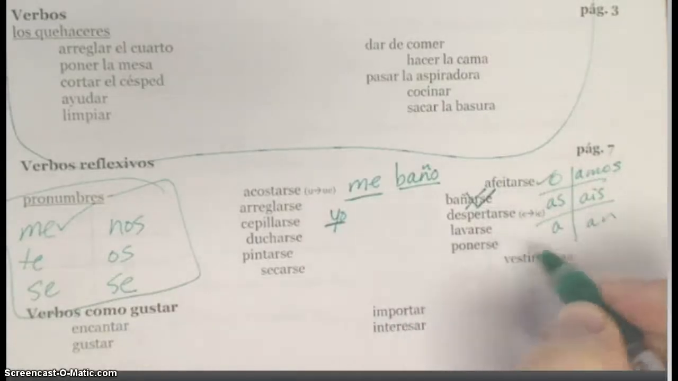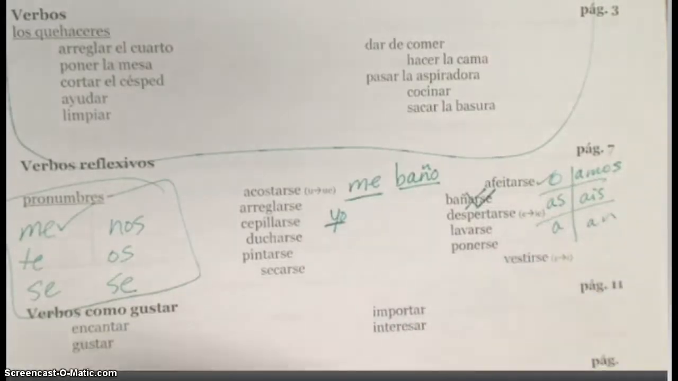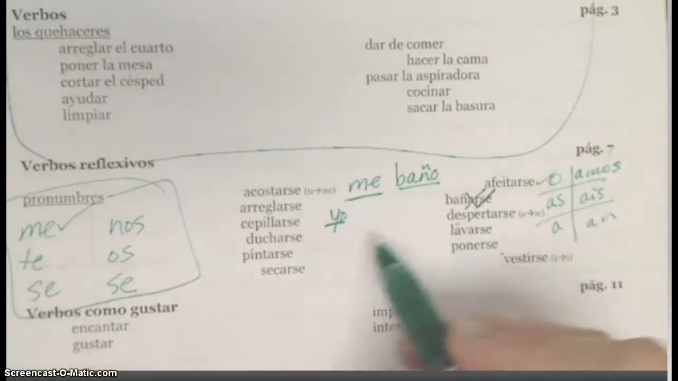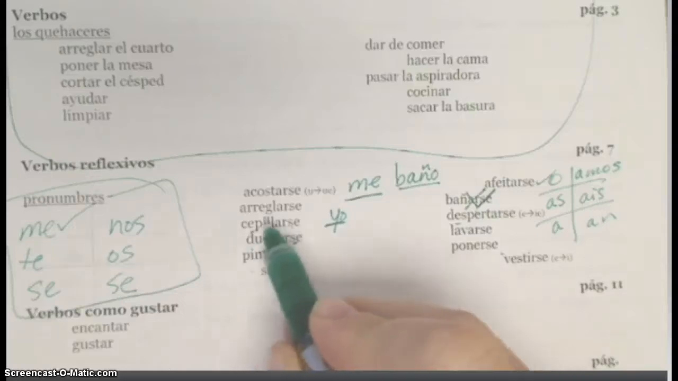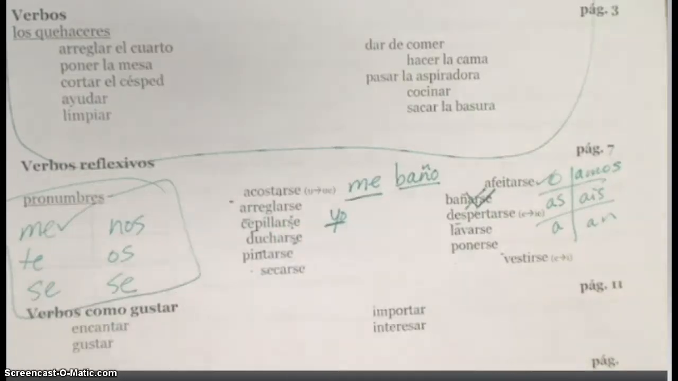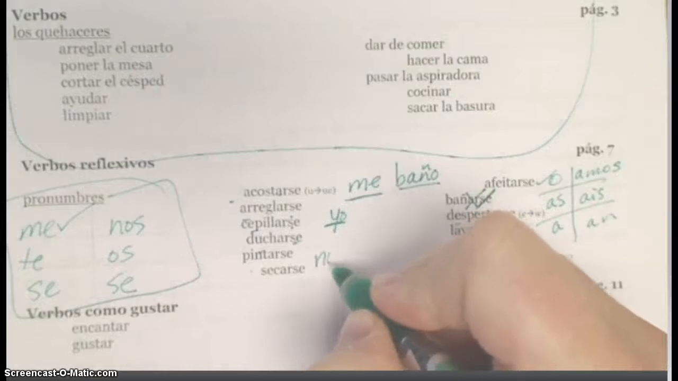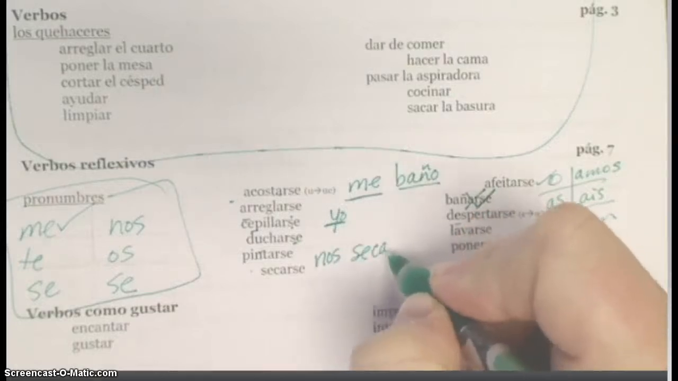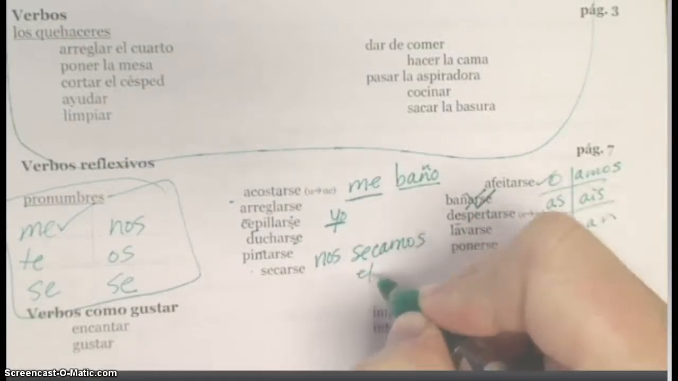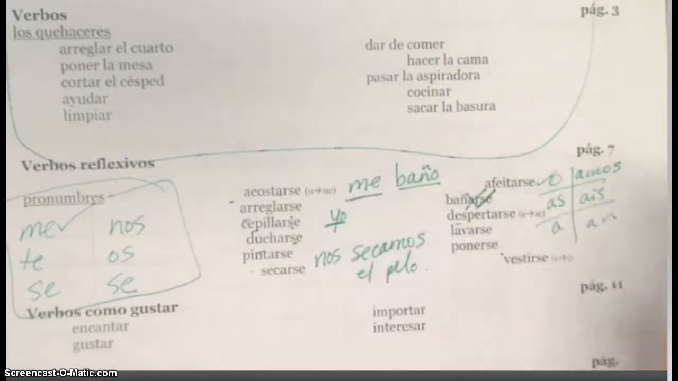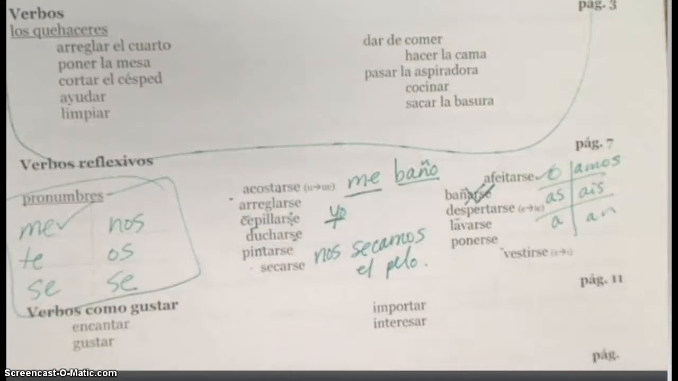Me lavo la cara, for example. Me pongo, me despierto, me pinto, me ducho, me cepillo, me arreglo, me acuesto. And obviously you can do this in any form. So nos secamos el pelo. We all dry our hair in some kind of a weird situation where we would all need to dry our hair.